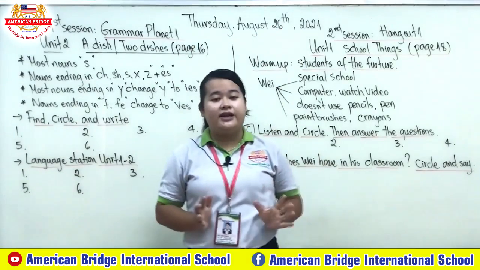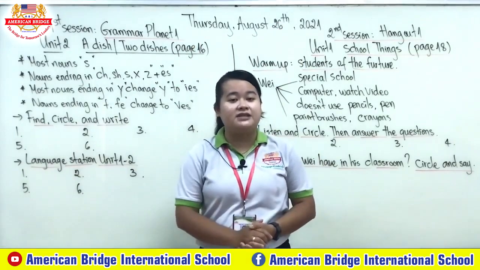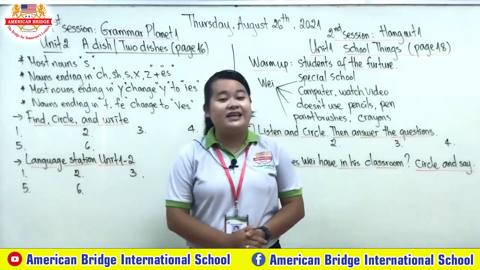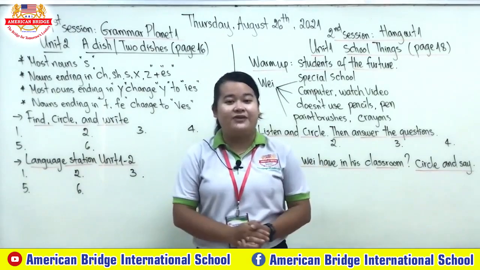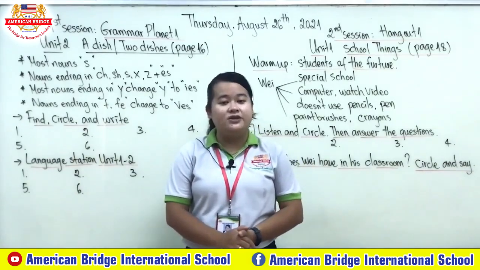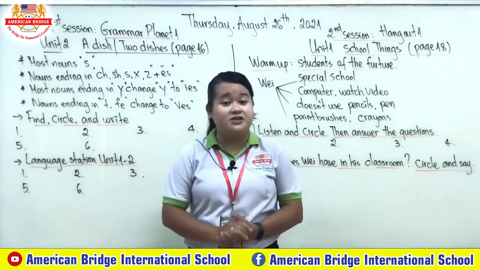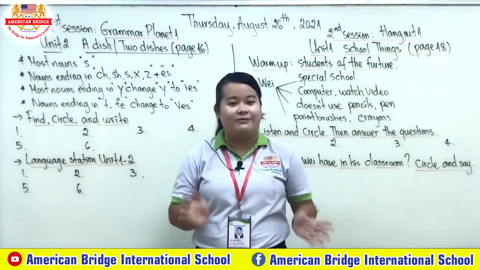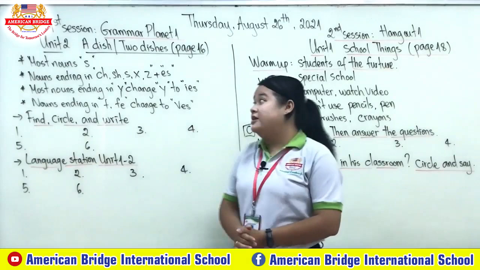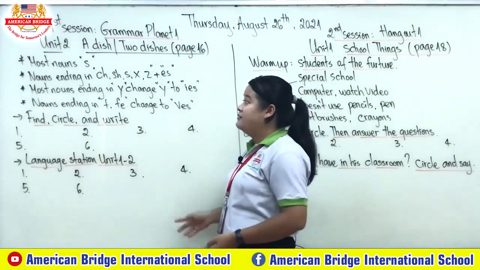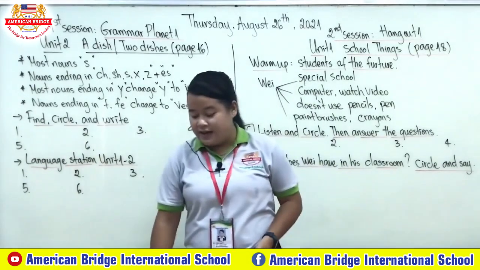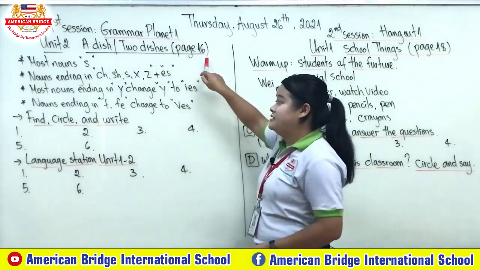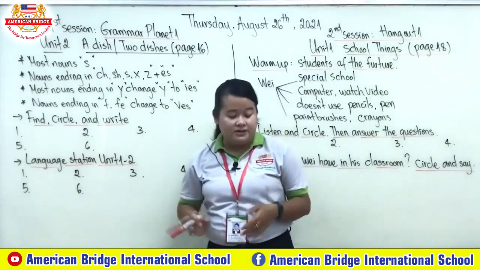As you know already, every Thursday for the first session we study Grammar Planet 1, and for the second session our book is Hangout 1. Right now, prepare your book for the first session, Grammar Planet 1. Today we will continue Unit 2, where we talk about a dish and two dishes, on page 16. Please open your book with teacher all together.